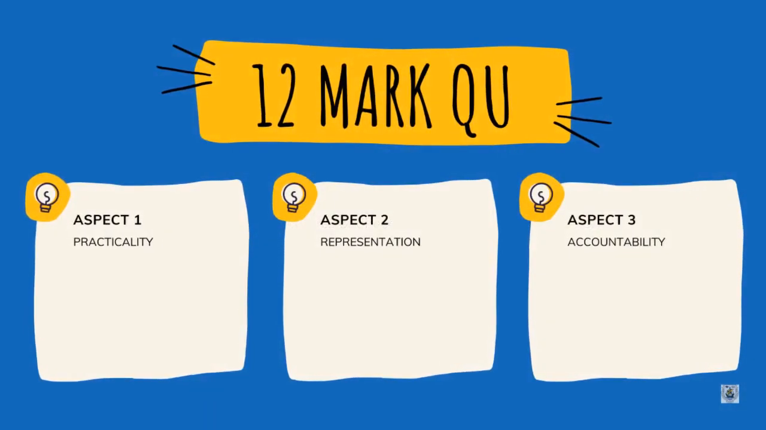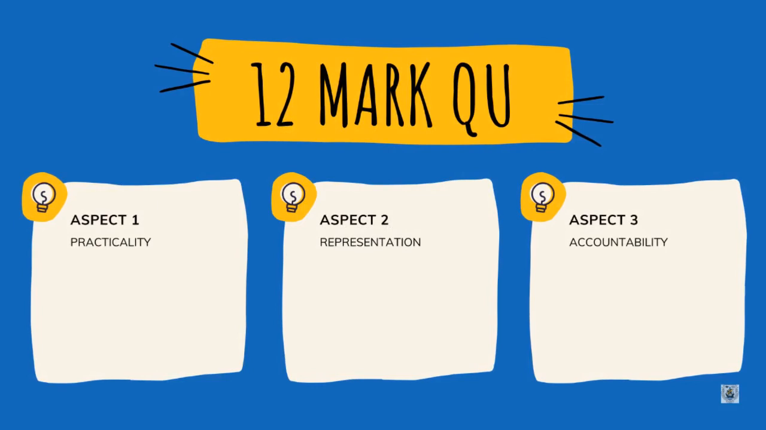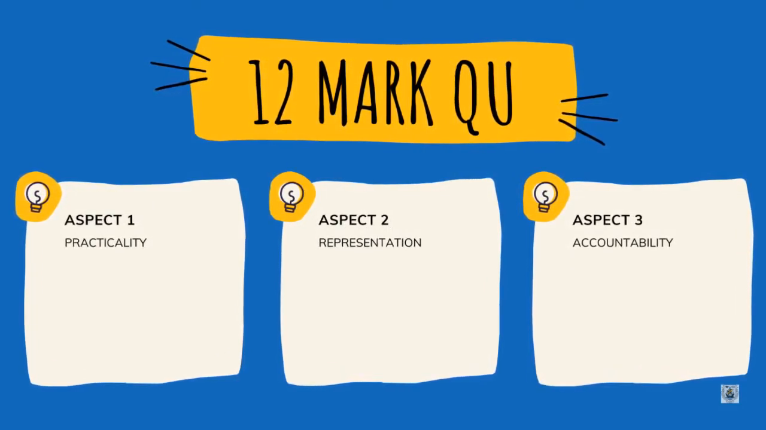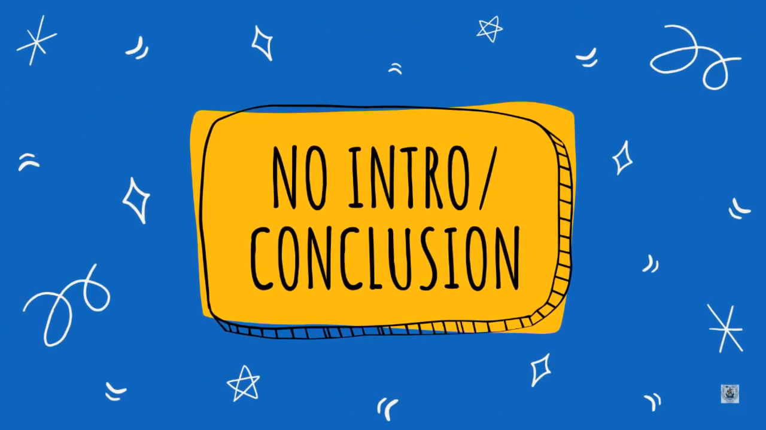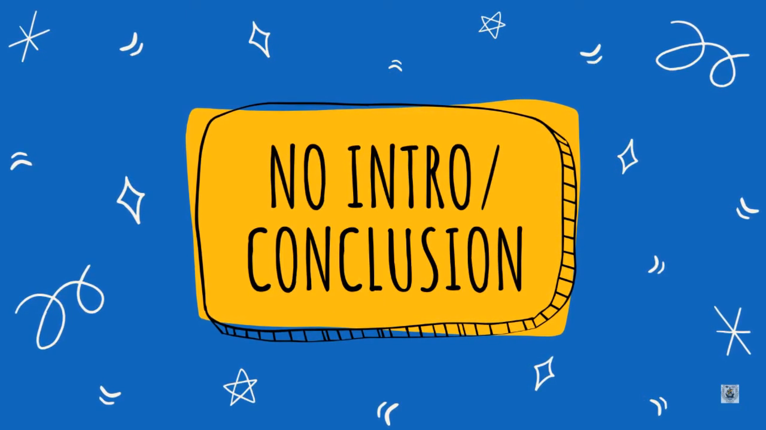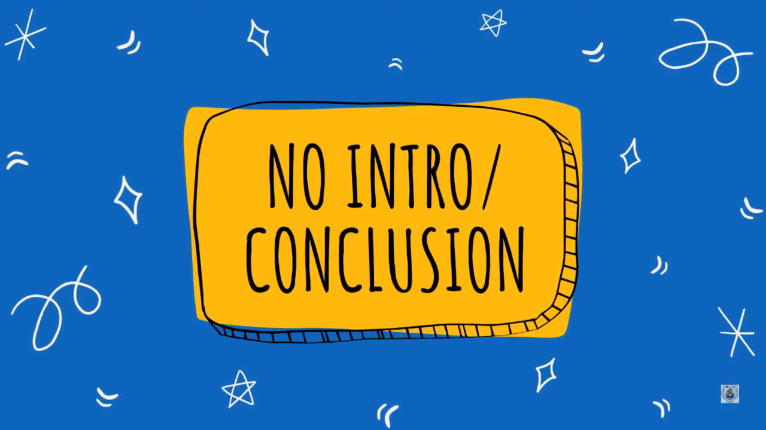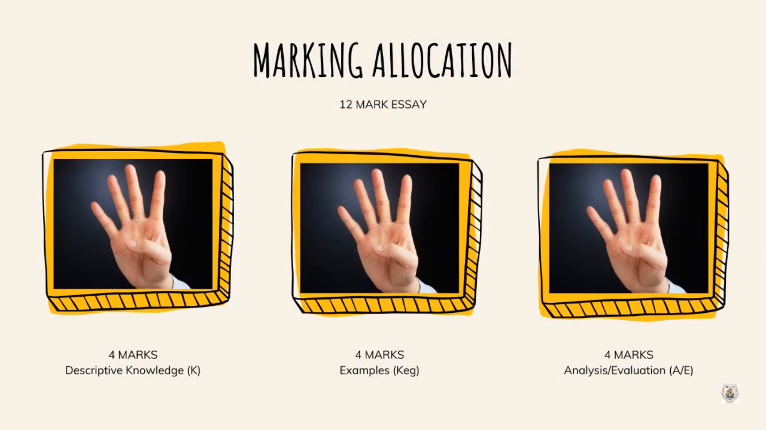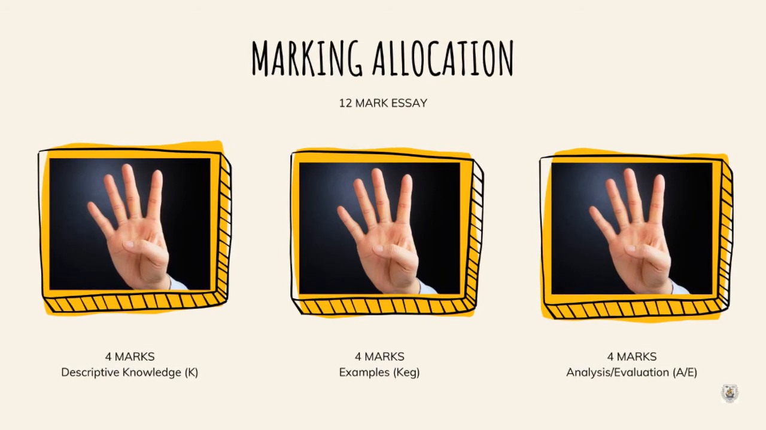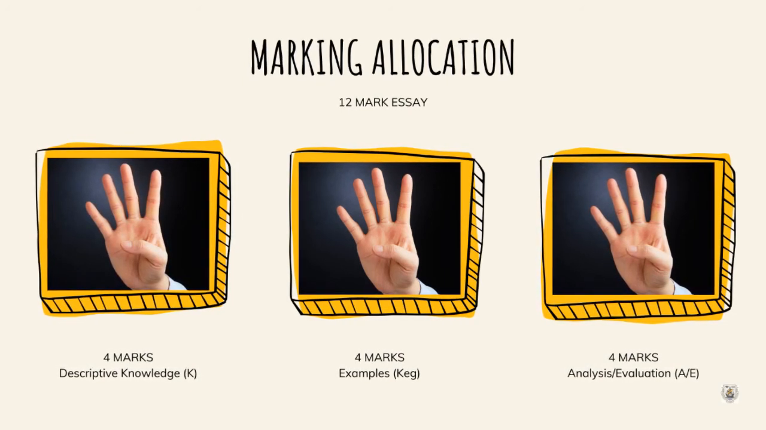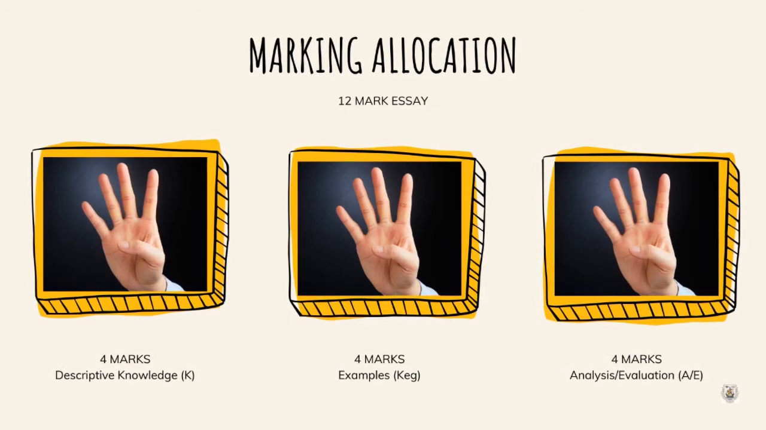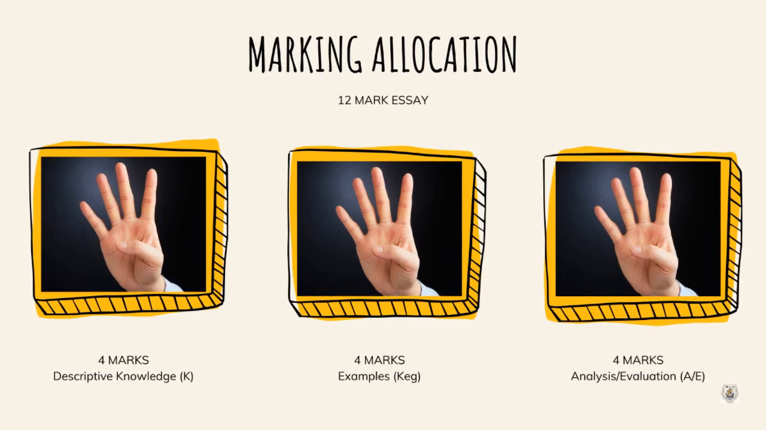For this question, you should divide your response into 2 or 3 separate paragraphs on the aspects we have covered: practicality, accountability, representation, and participation. No introduction or conclusion is required for the 12-mark response, but like with the 20-mark essay, a comparative approach is required throughout the response. The marking allocation for the 12-mark response can be understood as follows: 4 marks for descriptive knowledge, 4 marks for examples or explanations, and 4 marks for analysis or evaluation. Each of the aspects that you include should be developed, explained, with examples provided.